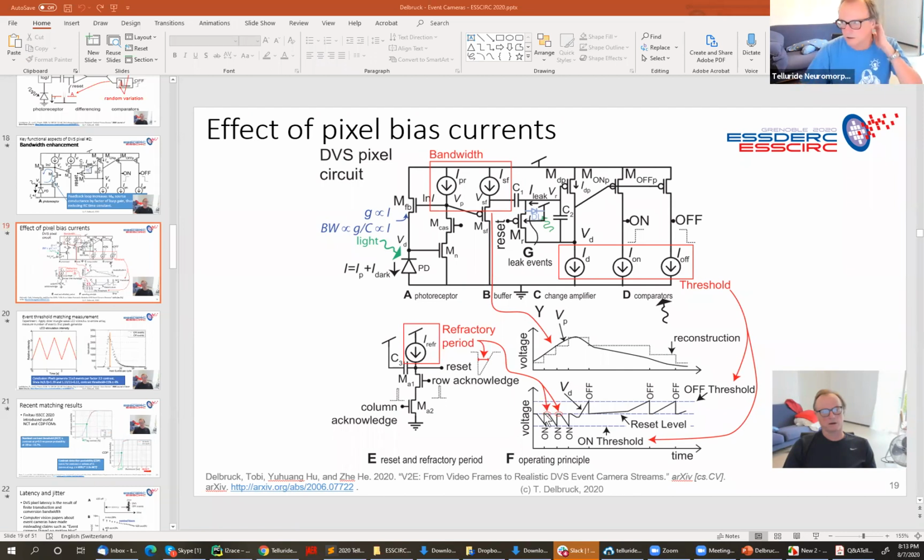And typically users will just fix these values. Because of the pixel design, the functional behavior of the sensor doesn't change much with temperature. It's quite insensitive to temperature, but it's just fixed to a particular value.